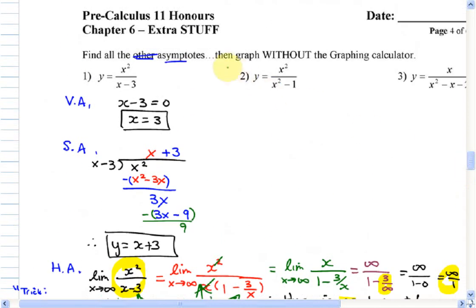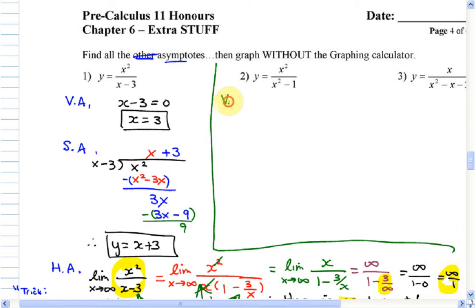The next one here is number 2, and sorry I didn't leave you much space. But I'm going to ask you to please find the vertical asymptotes first. And then I'm going to tell you that there actually are no slanted asymptotes because the degree in the numerator is 2, and the degree in the denominator is 2. They're equal, so there's no slant asymptotes. And then what I'd like you to do is try to find the horizontal asymptotes by finding the limit.